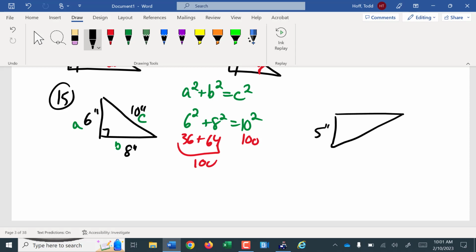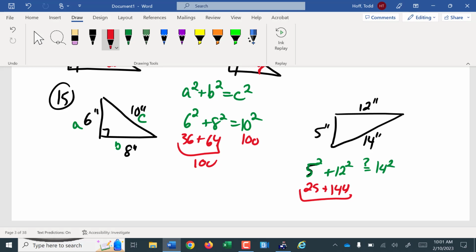How about 5 inches, 12 inches, and 13 inches? 14, sorry. 13 would have made it a right triangle. So if we try that out, it would be 5 squared plus 12 squared. We're not sure if it equals 14 squared. 5 squared is 25. 12 squared is 144. That adds up to 169. 14 squared is 196. So that is a no for that one.